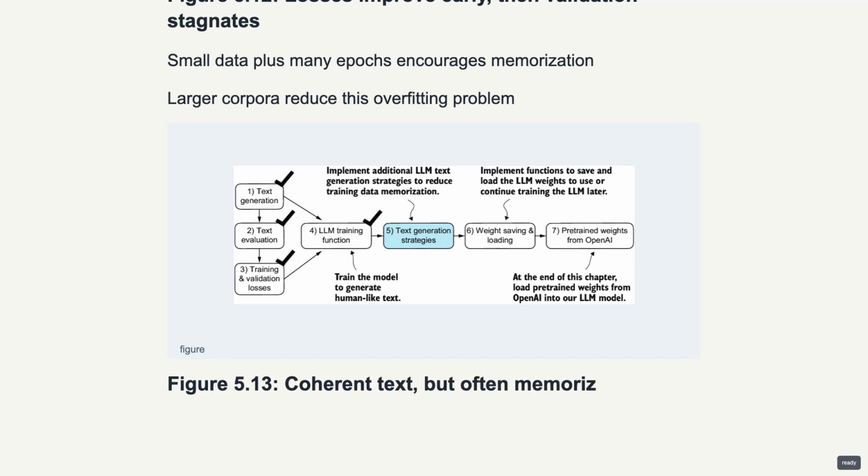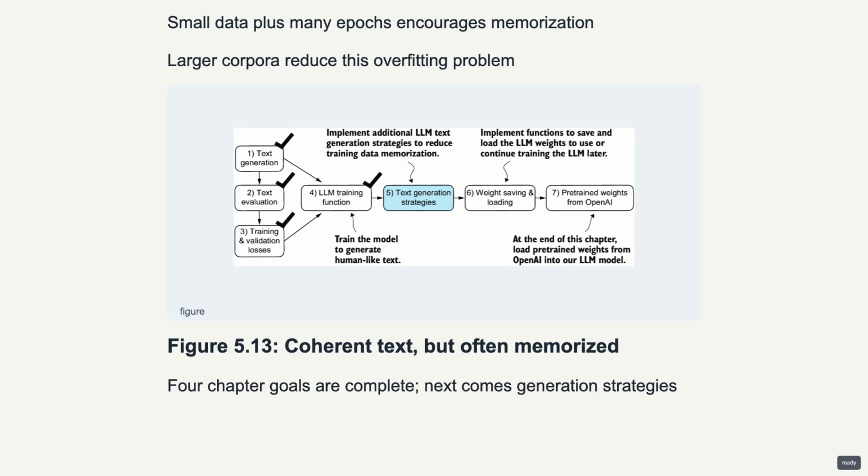The model now produces language that reads smoothly, but some passages still come straight from the training set. The next challenge is to make generation more varied, so the output is less dependent on memorized text. At this point, the training function, evaluation, sampling, and basic optimization pieces are in place. The next step is to improve how text is generated and then move on to loading and saving pre-trained weights.